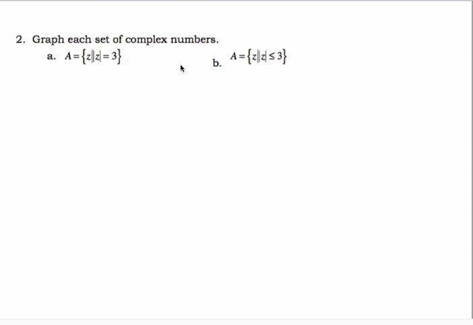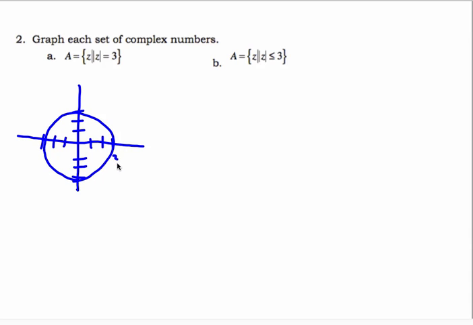So now we know what modulus is. We can answer these questions. So this is a set of all complex numbers such that, this line means such that, the modulus equals 3. So that means the distance from the origin is 3. And of course that means a circle with radius 3. That's the real axis and the imaginary axis here.